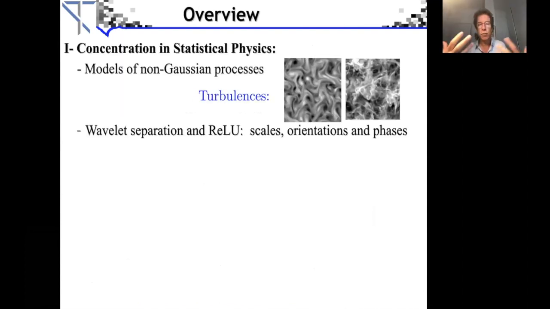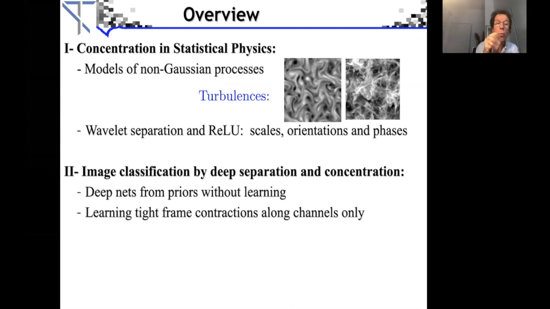Now, to try to attack these kinds of problems, I'm first going to back up a little bit and look at these issues of concentration in statistical physics for a somewhat simpler problem, but still pretty difficult, which is the issue of modeling non-Gaussian processes, in particular turbulence. And what we are going to see is that here the wavelets come very naturally. The relu comes also very naturally to separate scale, orientations and phases. Then I'm going to go back to image classification. And first I'm going to try to see how far we can go without learning, basically using this prior, and then go back to learning and see exactly what we need to learn in order to reach state-of-the-art results. And the main thing is that we'll see we only need to learn transformations along channels.